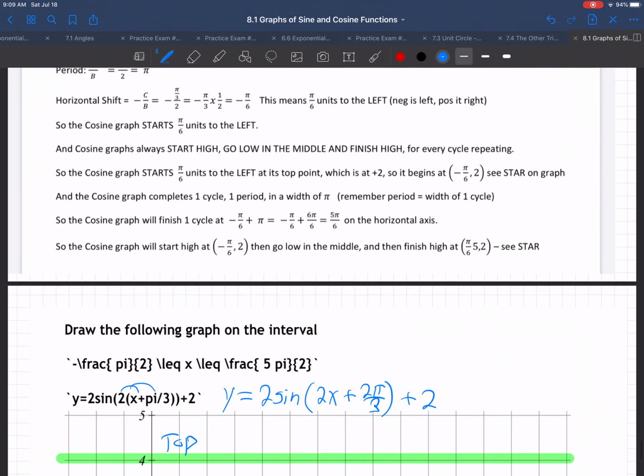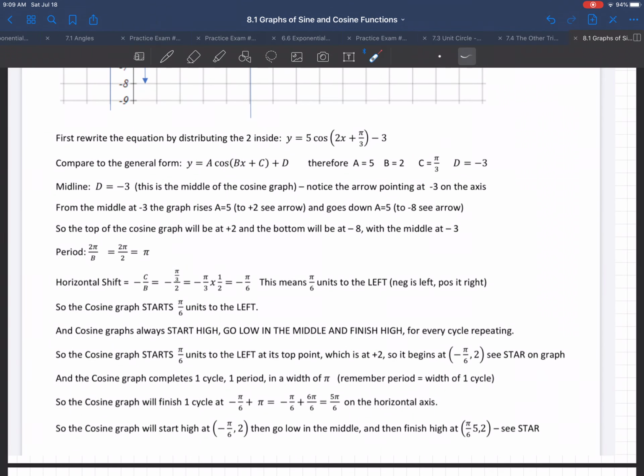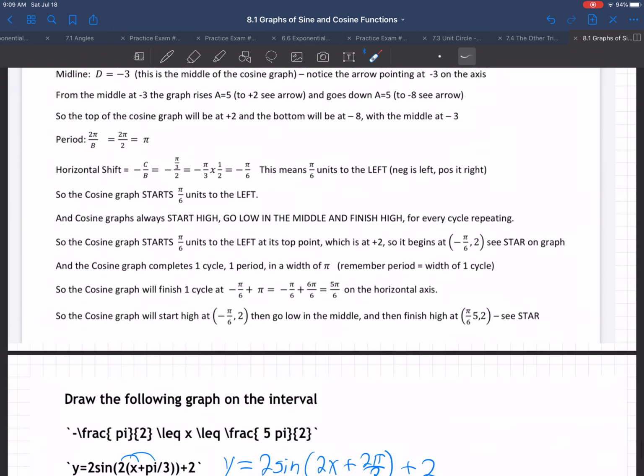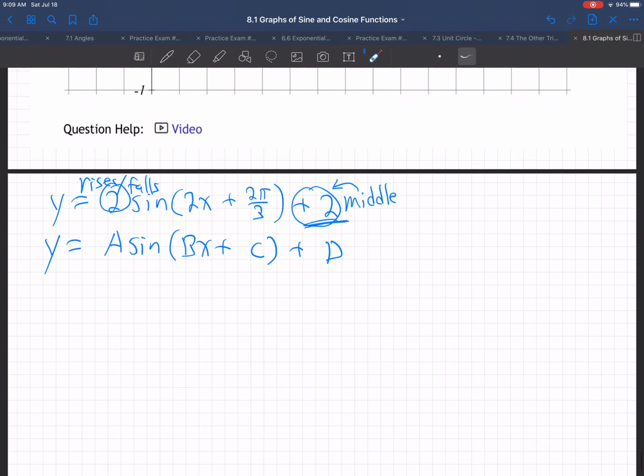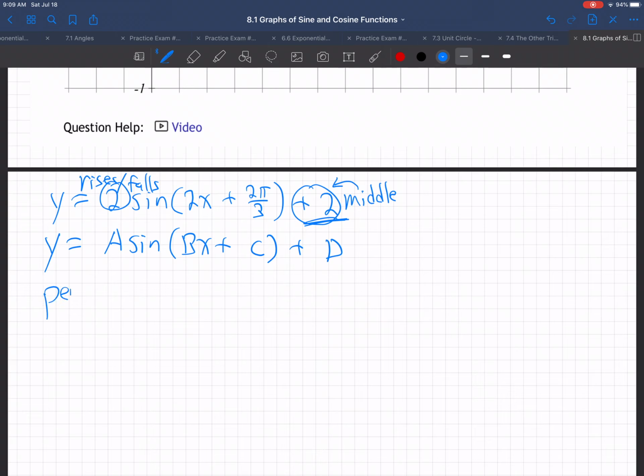Okay, so what's next? Next, go to the period, 2 pi over b. So the period is 2 pi over b, which is 2 pi over 2. b is 2 there. So that's just pi. So that is the width of one cycle.